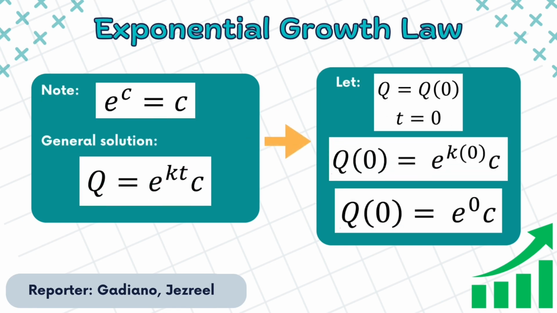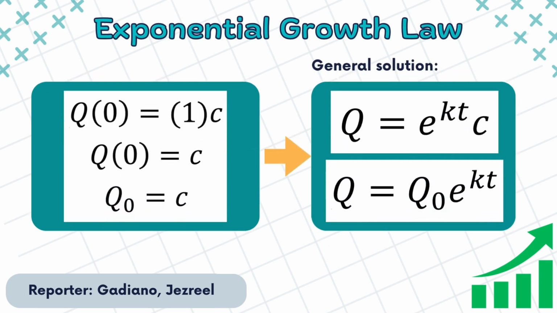Explain pa natin kung paano nakuha yung value ng e raised to c. E raised to c is the same as c. If we want to solve for the value of c, we can use the quantity when t is 0. Let q equals q of 0 or q sub 0. Lagay natin sa general solution natin. And remember, yung time natin is 0. K times 0 is 0. E raised to 0 is 1. C times 1 is c. Therefore, q sub 0 is equal to c.